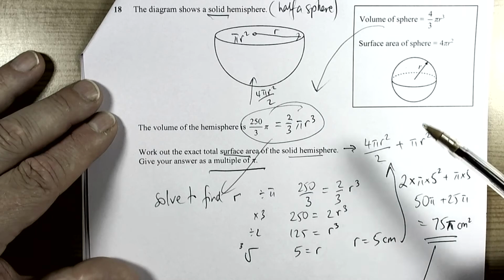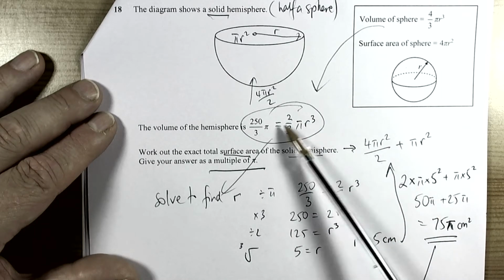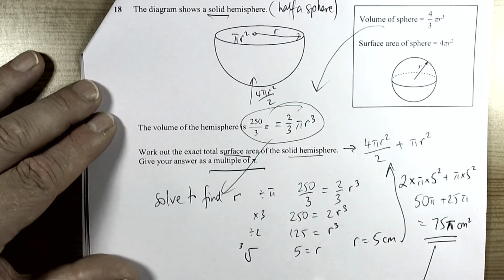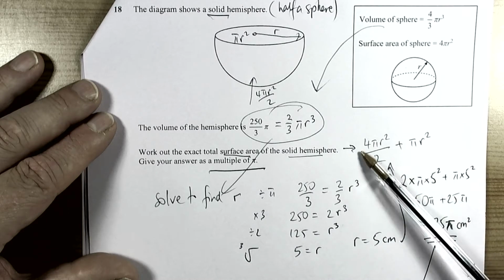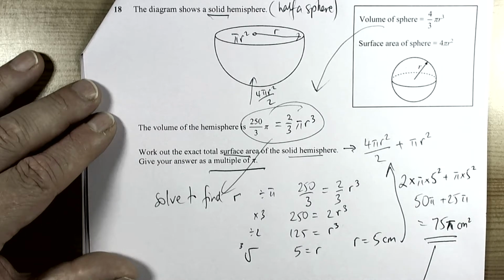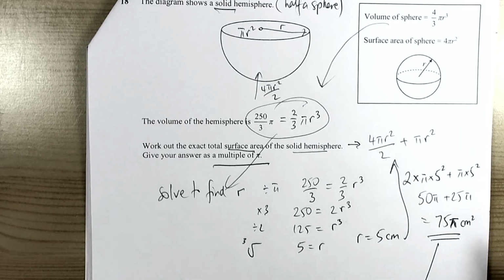So this question, when you work it through, use known facts. This is what we know to find out the value of r. Once we know the value of r, then we can again use formulas by writing the formulas down, filling in the known numbers, and then we can work out the answer they wanted. And it is in a multiple of pi, 75 pi.